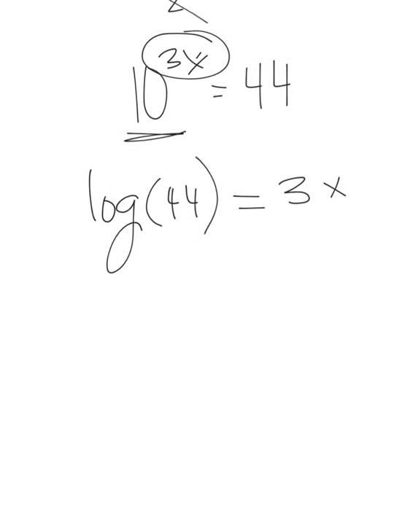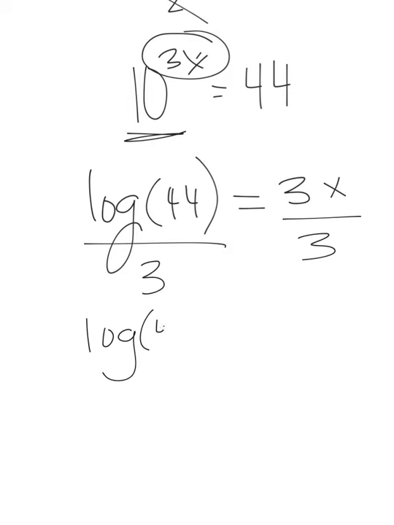All right, and now I just need to solve for x. So to get x alone, I need to divide both sides by 3. And then all you do is type log 44, make sure you close parentheses, divide by 3, and you'll get that that equals x. Now I don't have my calculator on me, so I'm not sure what that equals, but whatever your calculator tells you will be correct.